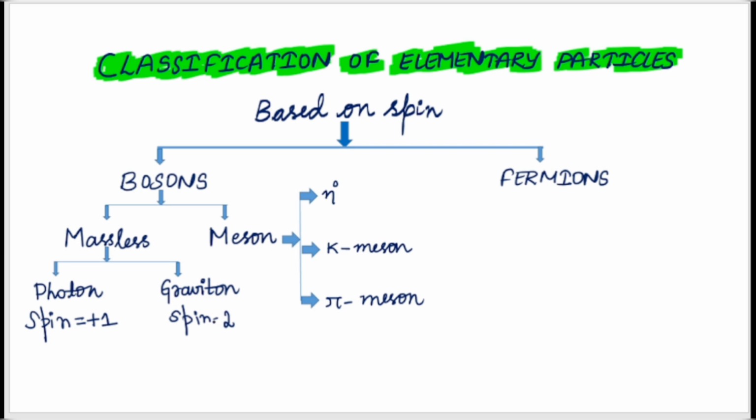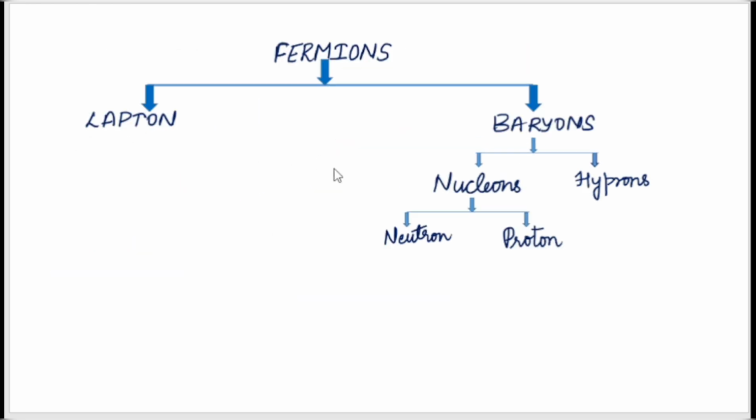Now, based on the spins, the elementary particles, I told you, are divided into two, that is bosons and the fermions. Let us study about the fermions now. In the fermions, we have again two types. Those are leptons and baryons. What are these leptons? Leptons are nothing but electron, muon, and tau. These are the particles. We have electrons, muons, and taus.